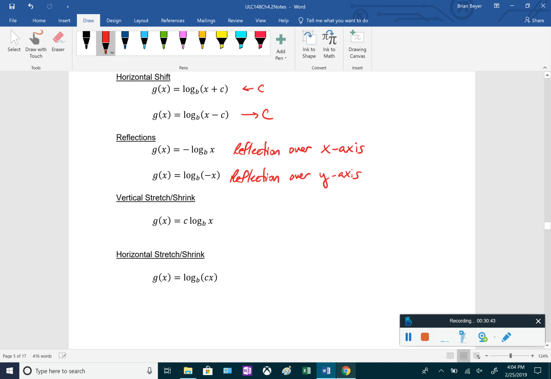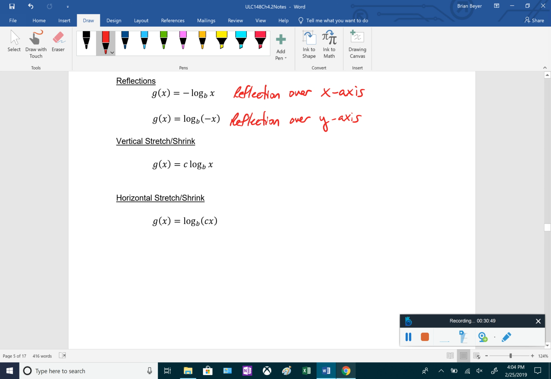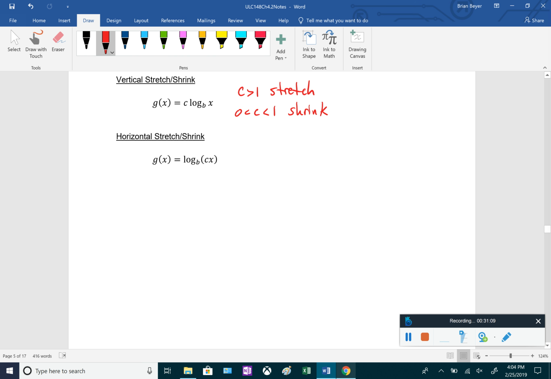For vertical stretching or shrinking, if we have a number, c in this case, multiplying out front, c times log base b of x, that's going to be a vertical stretch or shrink. It's going to be a vertical stretch if the c value is greater than 1. It's going to be a vertical shrink if c is between 0 and 1. Stretch means it's moving away from the x-axis, shrink means it's moving towards the x-axis.